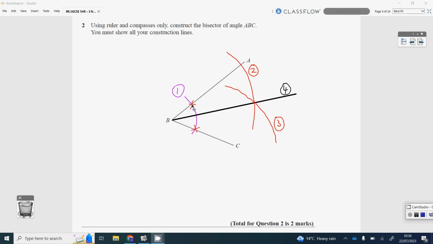So putting the pin here, I've done this arc here, which is number 2 in red. Then moving the pin over here, I've done the arc here, arc number 3, and where these 2 arcs cross is the key point. You then get out your ruler, which you're just using as a straight line. You're not measuring anything, and you draw a line from here through here with your ruler, and line 4 is your final answer. But it does say you must show all your construction lines, so you do have to leave in these arcs 1, 2, and 3.